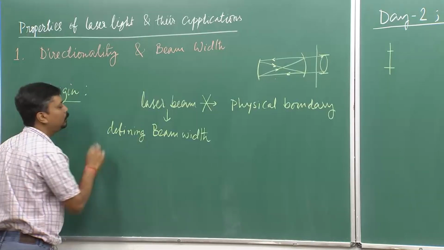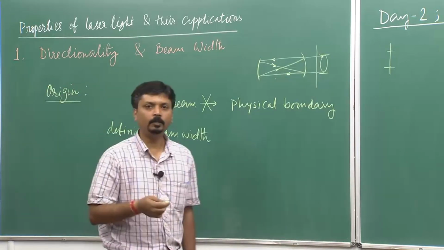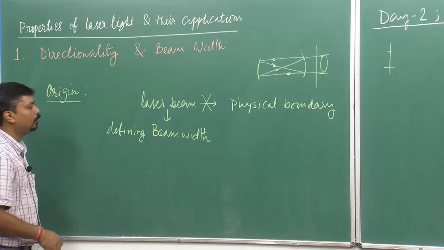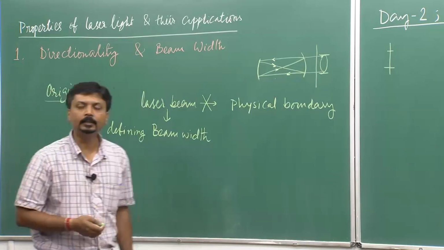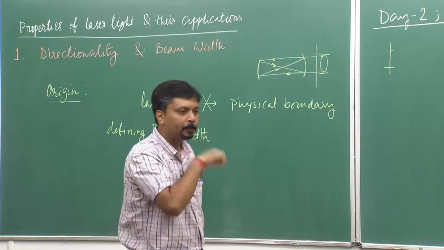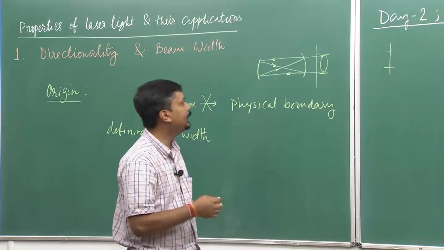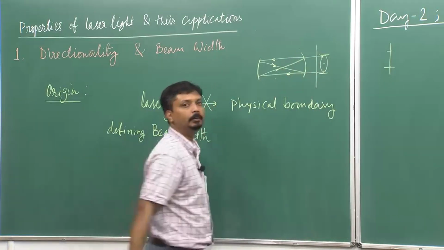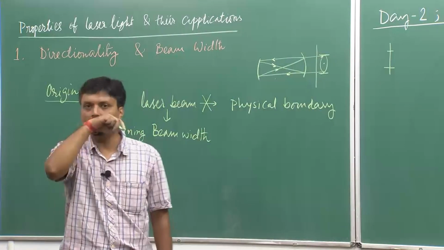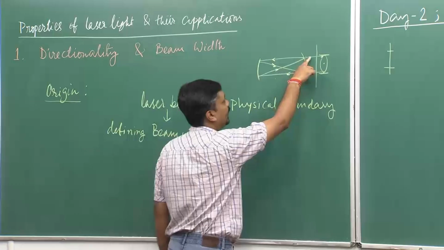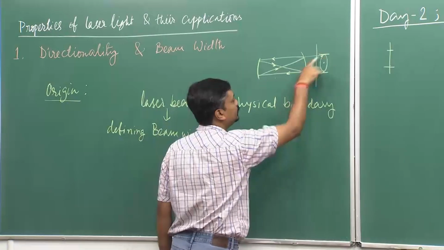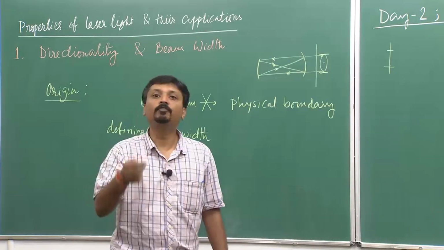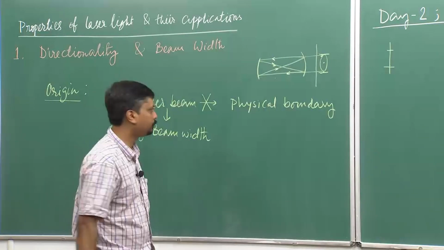So our job is to define beam width for laser light. How do I do that, or what is the normal practice? The normal practice is to start with the center of the laser beam. So this is my center of the laser beam, okay, and I know that there is no physical boundary, like I have drawn very nicely here, one line here, creating a boundary, but there is no physical boundary as such.